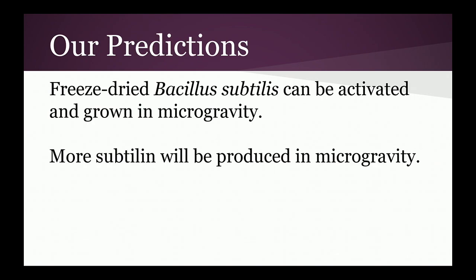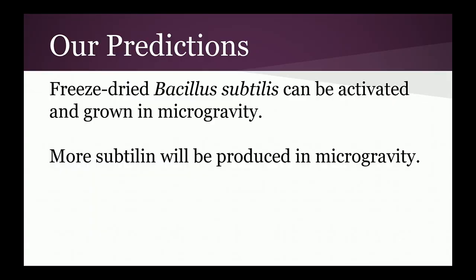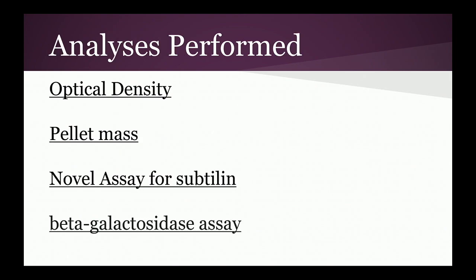We predicted that the freeze-dried Bacillus Subtilis could be activated and grown in microgravity. We also predicted that more Subtilin would be produced in microgravity. The analyses that we performed were an optical density test, a pellet mass test, a novel assay for Subtilin, and the beta-galactosidase assay. An optical density test measures a material's ability to pass light.